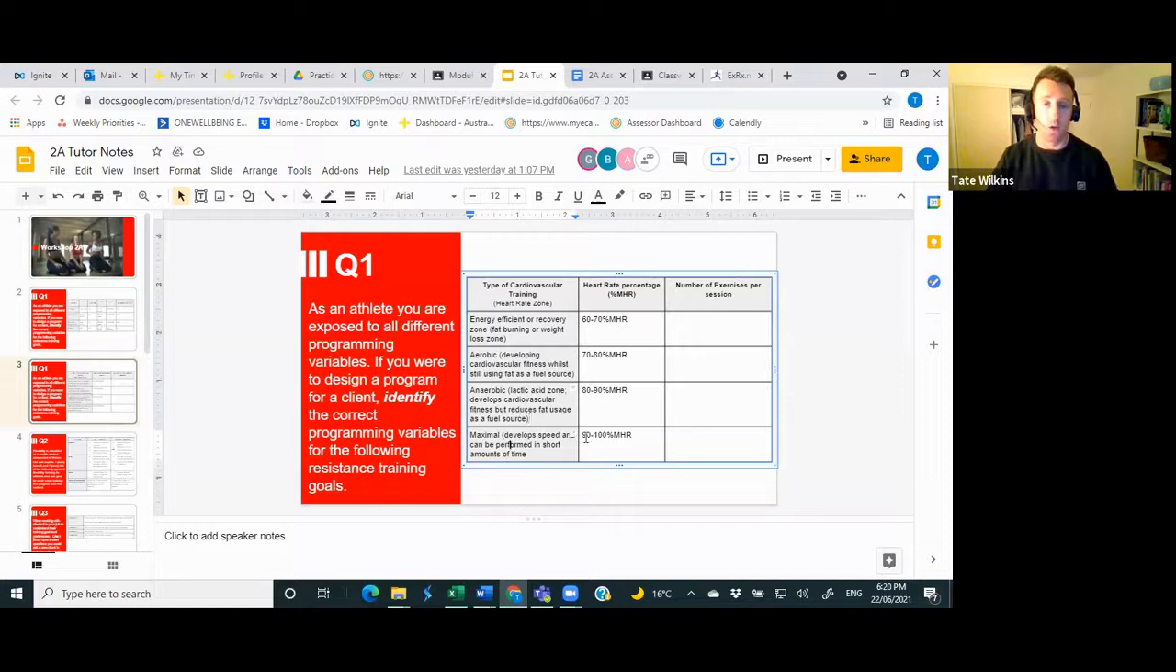The last zone is 90 to 100%. So that's where your heart rate is working at top level. But because it's working so high, it can only be short amounts of time. So think of your short shuttle sprints and things like that.